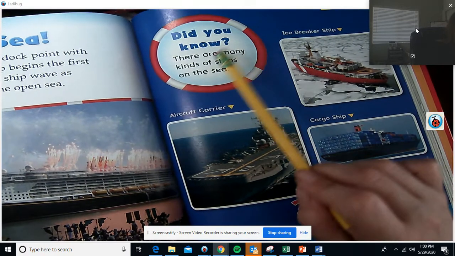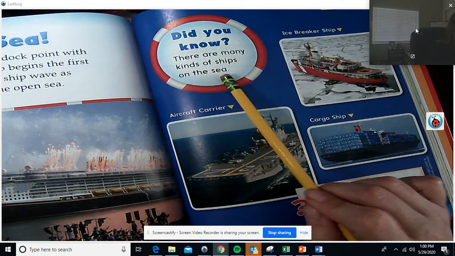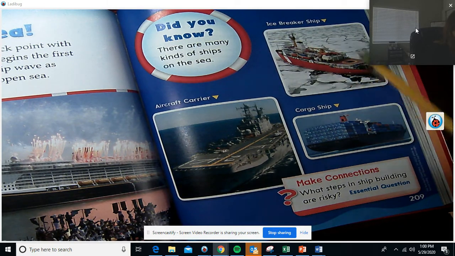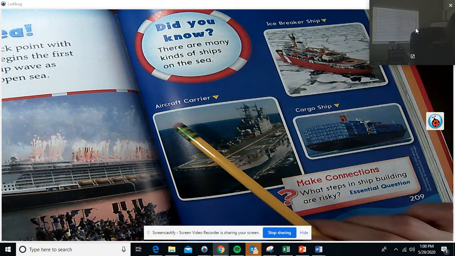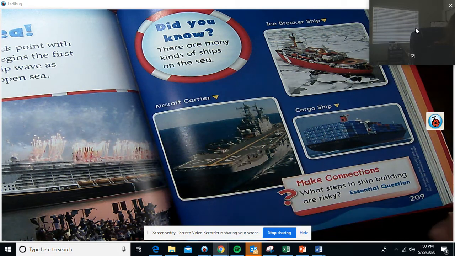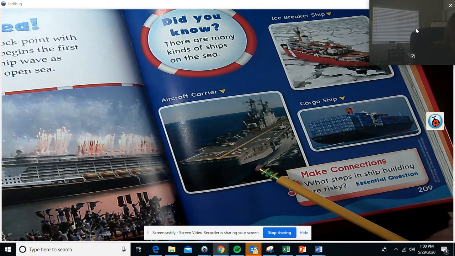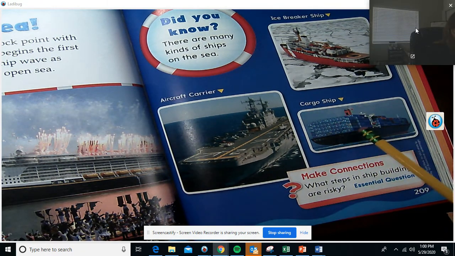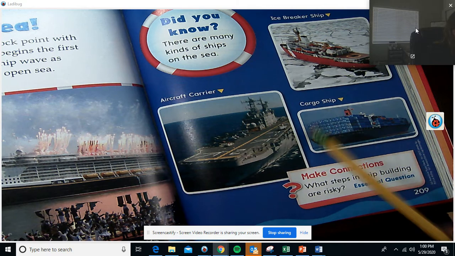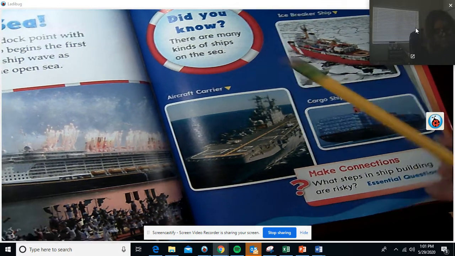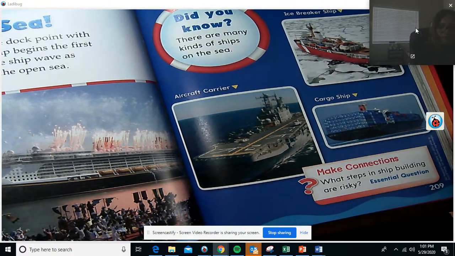Did you know there are many kinds of ships on the sea? There's the icebreaker ship. What do you think its job is? There's the aircraft carrier. What do you think they do? And then you have a cargo ship. What do you think they do? And I believe that is the end.